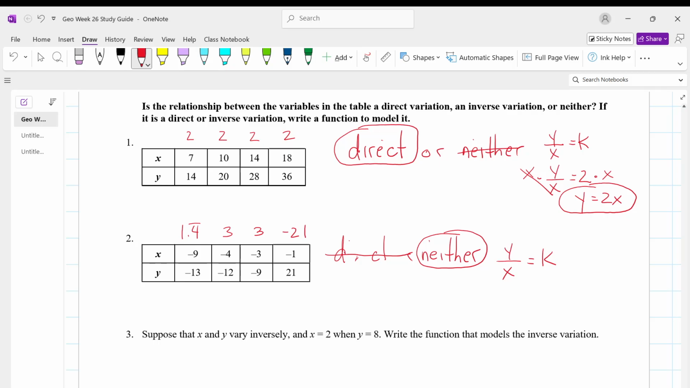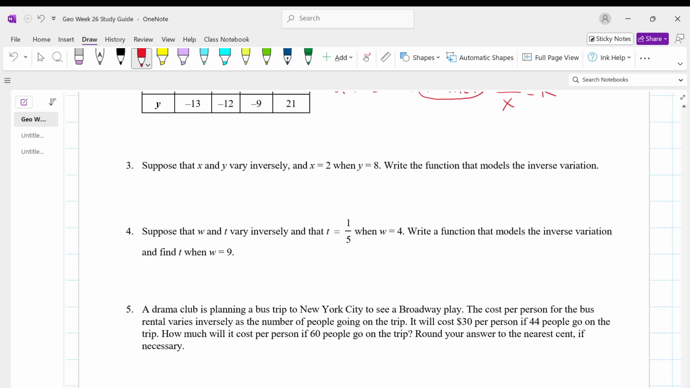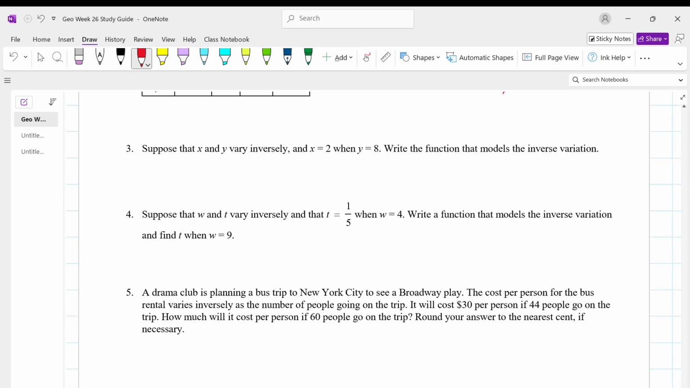So any questions on either of those two? All right, problem number 3. Suppose that x and y vary inversely. x equals 2 and y equals 8. Write a function that models the inverse variation.